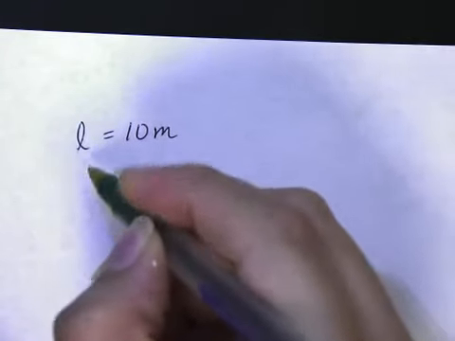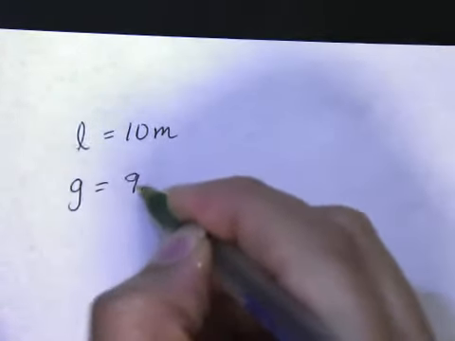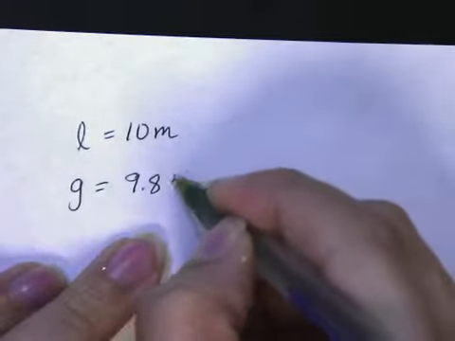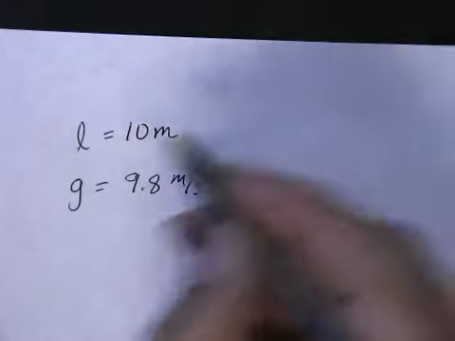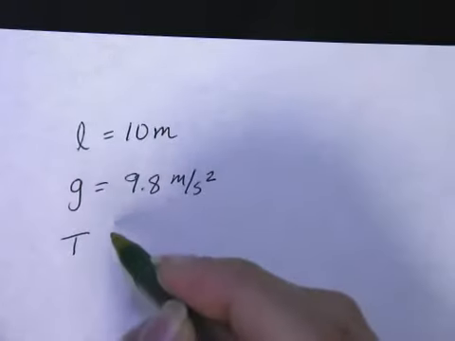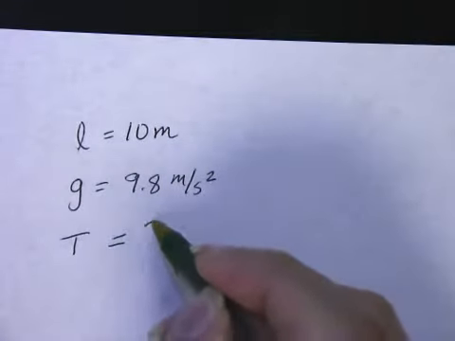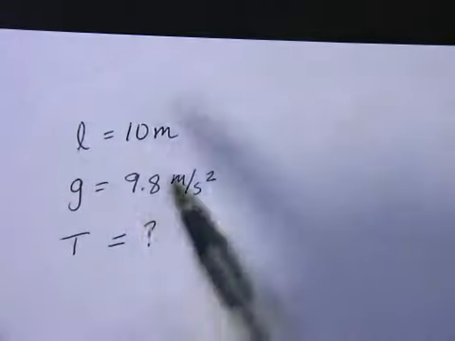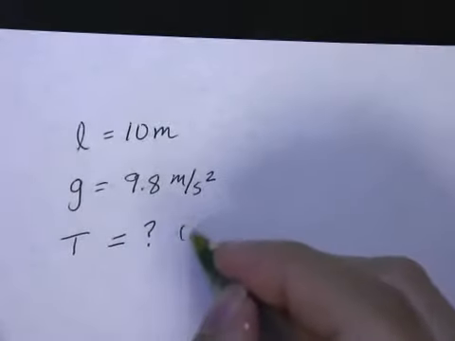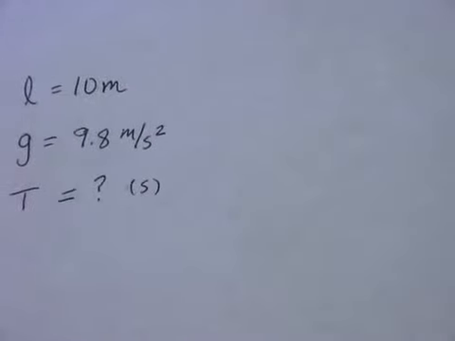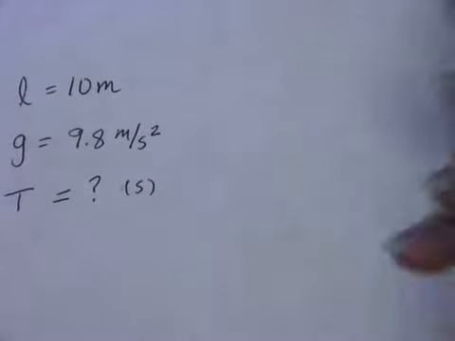We are going to assume that this does take place on Earth, so gravity will be 9.81 meters per second squared. And they're asking us to find the period, which we denote with the letter T. Now remember that period is the time it takes to complete one cycle, so the units for this are going to be in seconds. All right, so let's take a look at our simple harmonic equation.